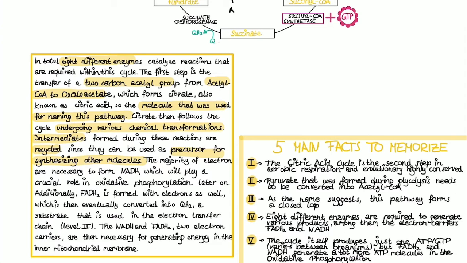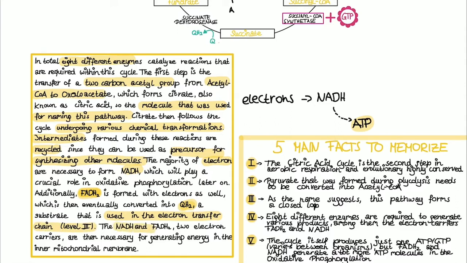Now, the main thing about this whole pathway are electrons. So, the vast majority of them is necessary to form NADH, which is going to be important in oxidative phosphorylation later on. We're going to talk about it in the next video. And we've got another electron carrier, which is called FADH2, which can be converted into ubiquinol, which is a substrate for the electron transport chain at level 3. We'll talk about that later again, as I said before.